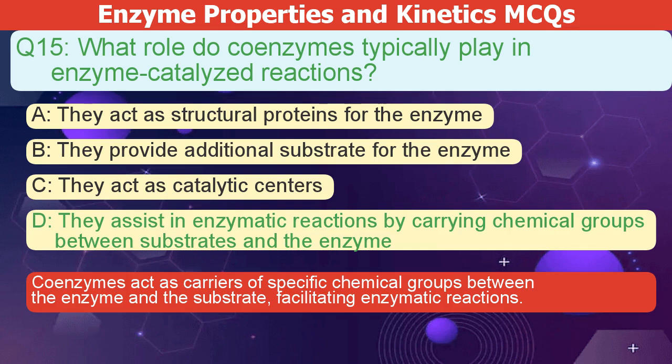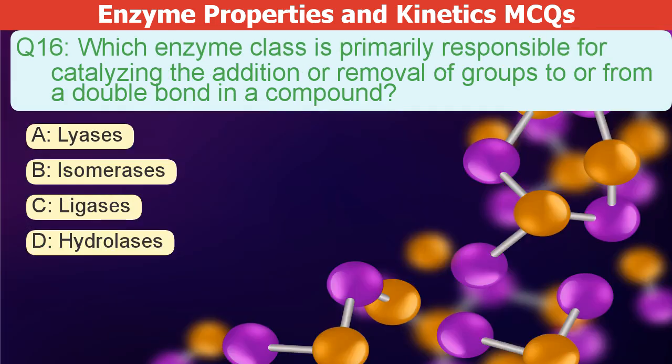The correct answer is D. Coenzymes act as carriers of specific chemical groups between the enzyme and the substrate, facilitating enzymatic reactions. Which enzyme class mainly adds or removes groups from a compound's double bond?